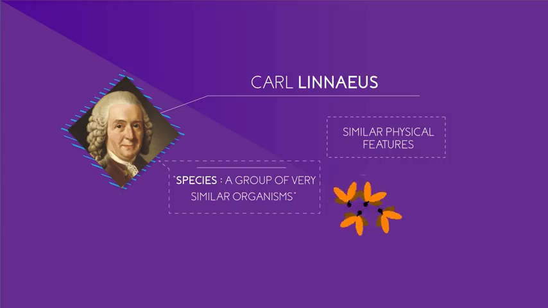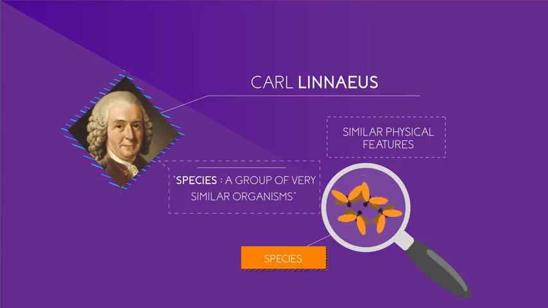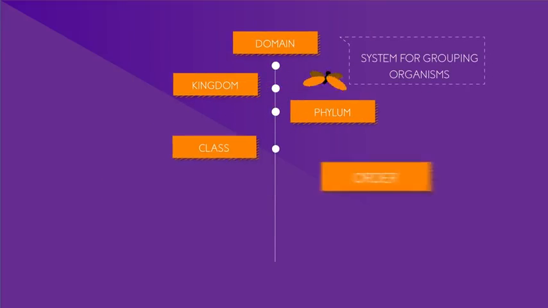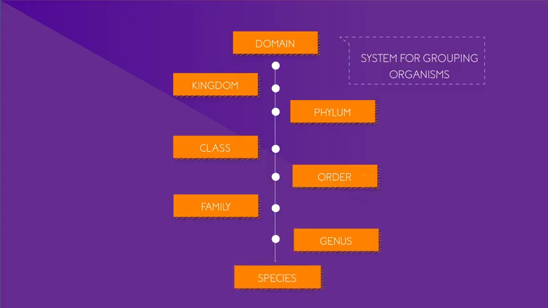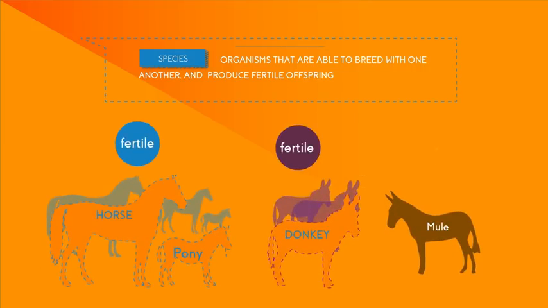His system placed organisms with the most similar characteristics together in a group he called the species. This species group was then incorporated into ever larger groups based on shared physical features, right up to the level of kingdom. Domain, kingdom, phylum, class, order, family, genus, species. A species is defined as all organisms that are able to breed with one another and, most importantly, are able to produce fertile offspring. Horses are an example of such a group.